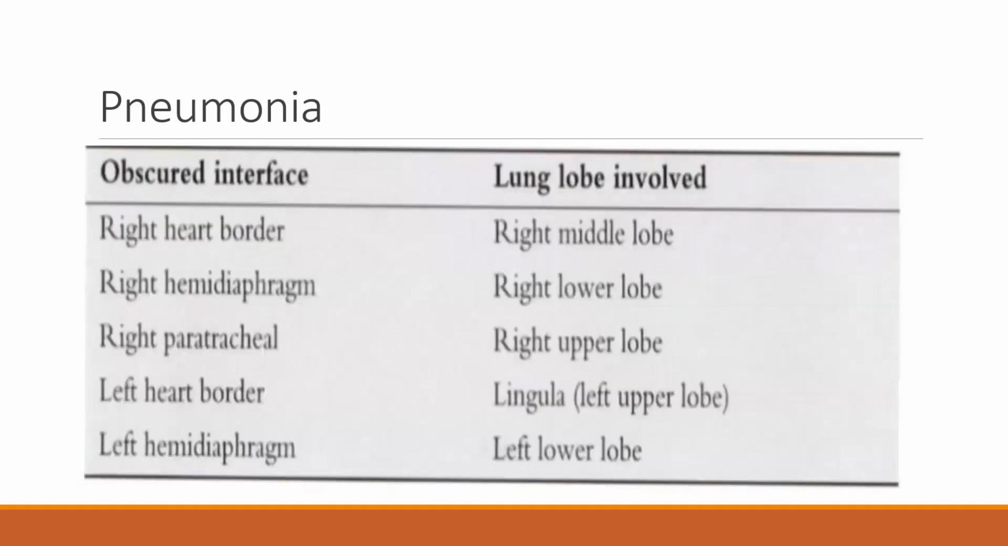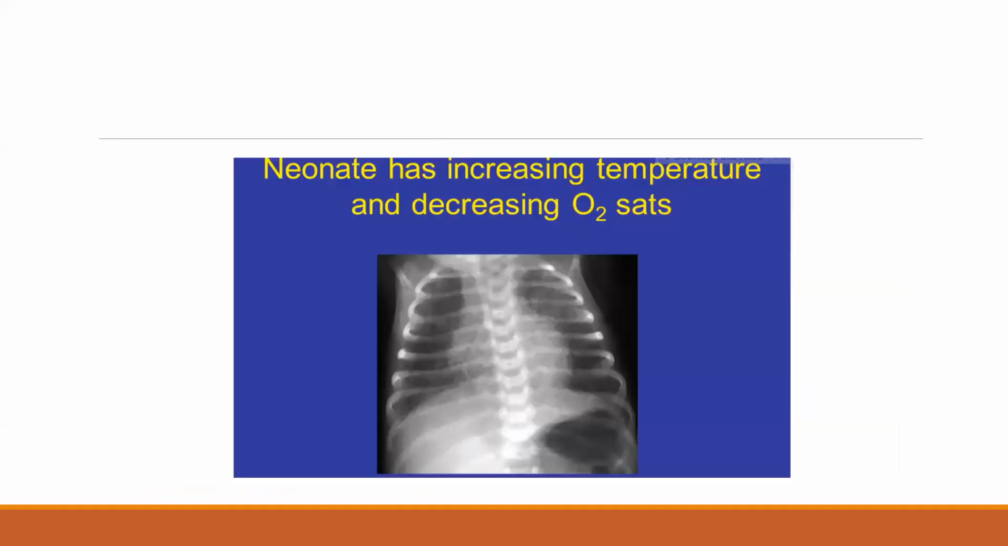Here it is very important, never forget it. If the right heart border is obscured, that means there is right middle lobe involvement. If the diaphragm is involved, then it is always the lower lobe. If the left heart border is involved, it indicates the lingula, that means left upper lobe involvement, and the left hemidiaphragm means left lower lobe involvement. Okay, so the neonate has increasing temperature and decreasing oxygen saturation. So what does it mean?